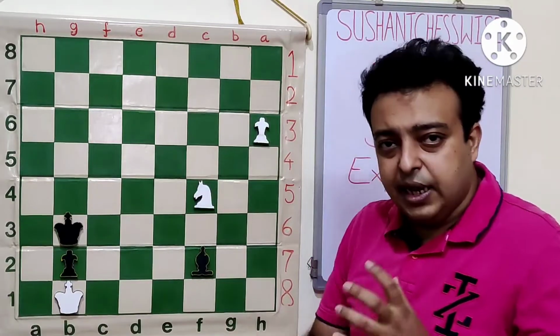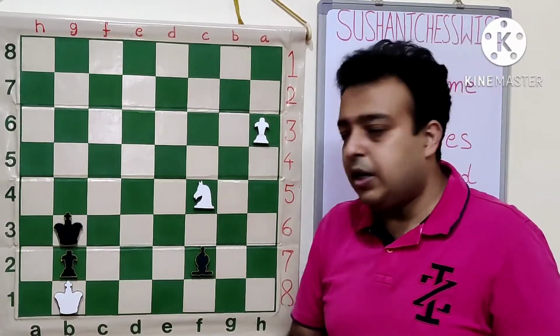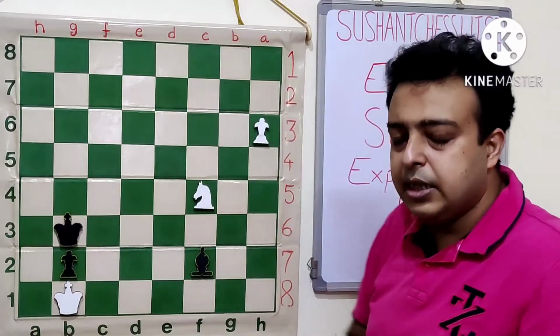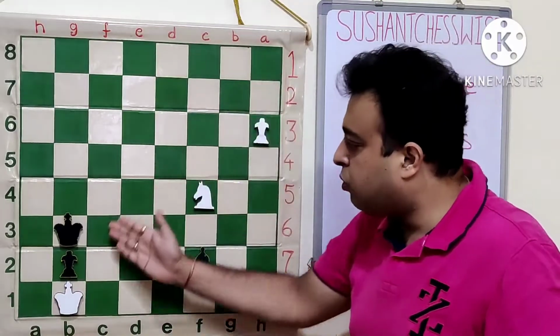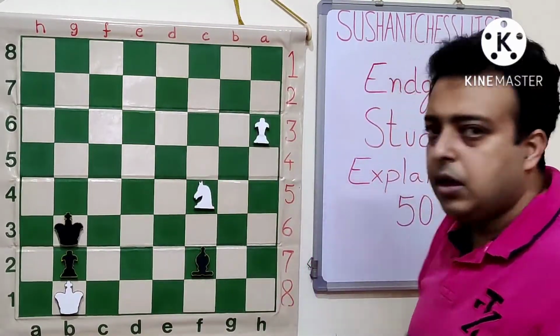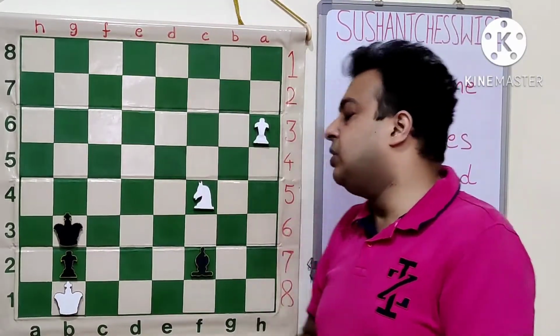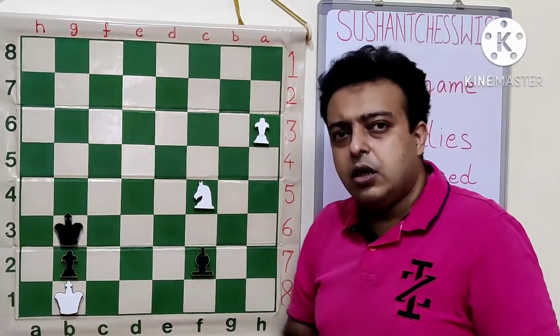Let's look at the basic ideas in the position. White of course wants to play h7 and h8. But the problem is, if the black bishop manages to come to the h8-a1 diagonal, then he will be able to hold the game very easily. This position looks very tough.